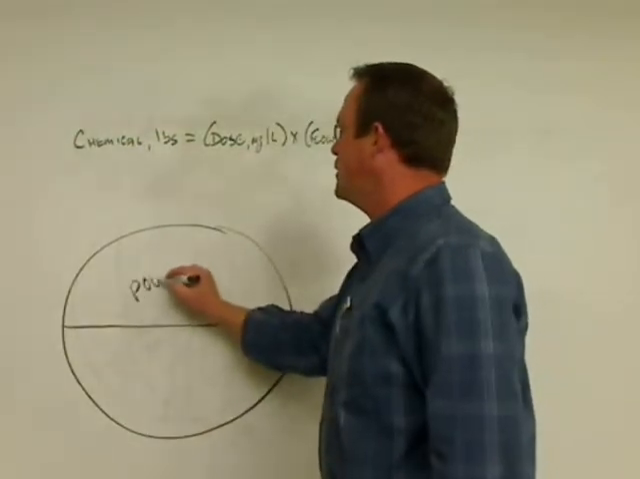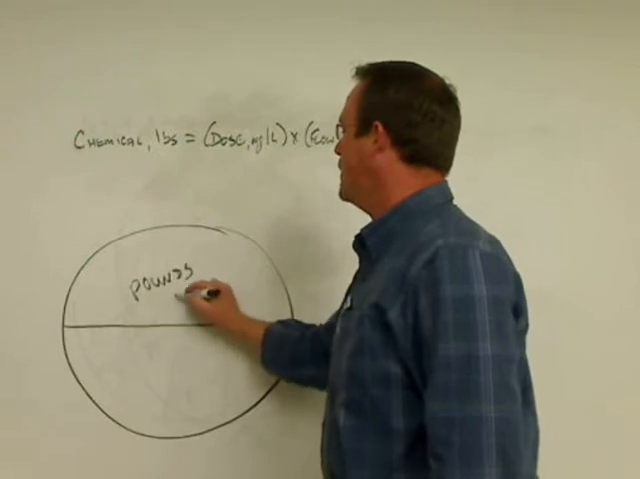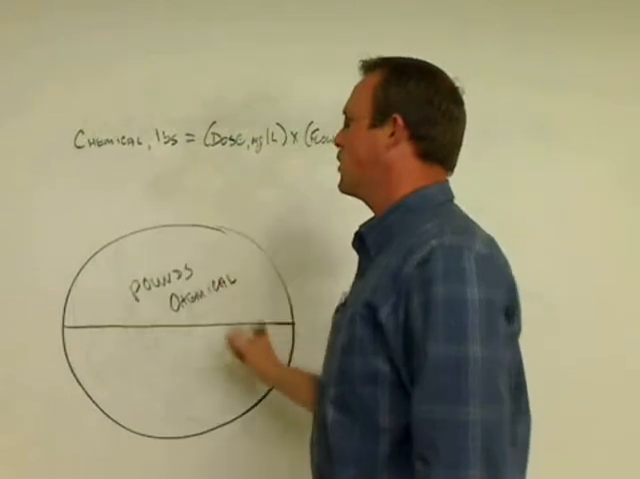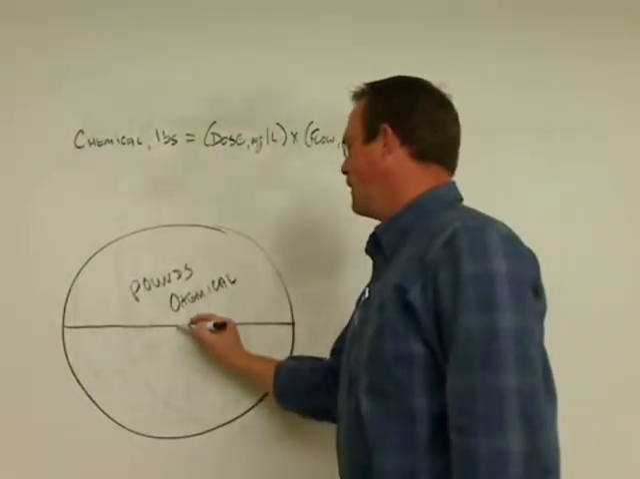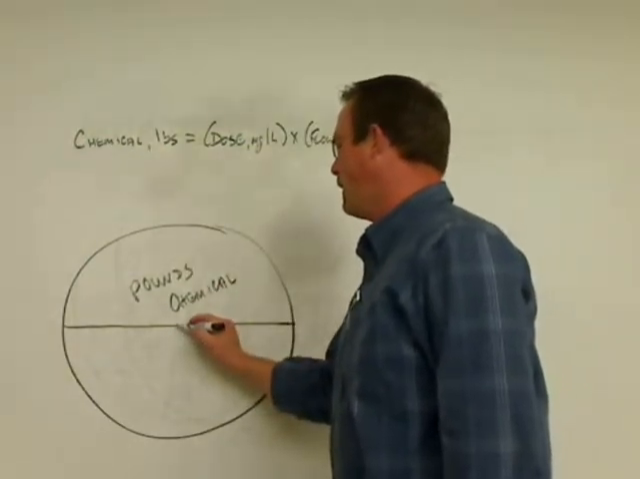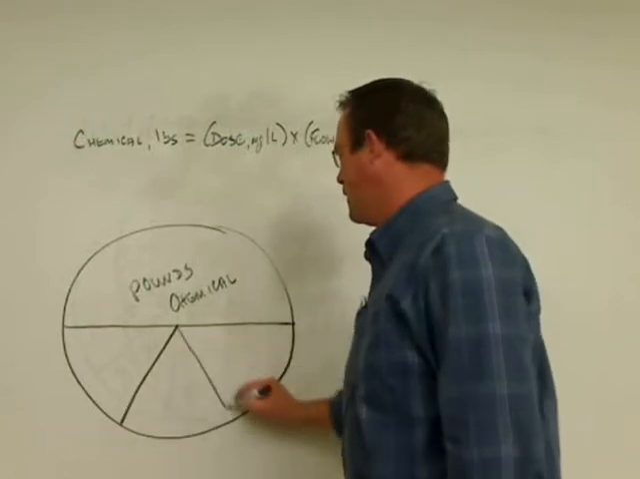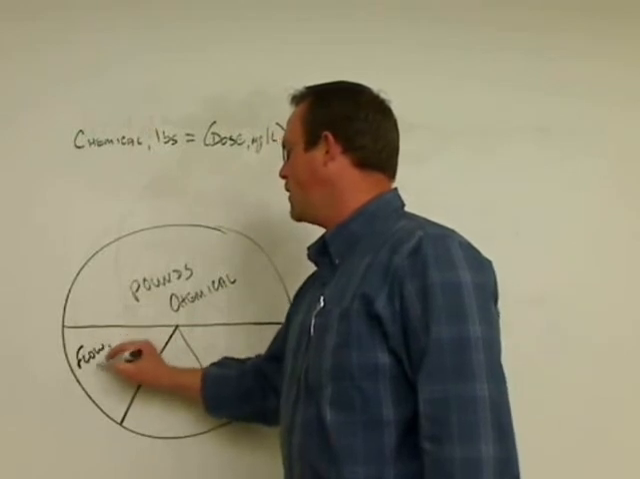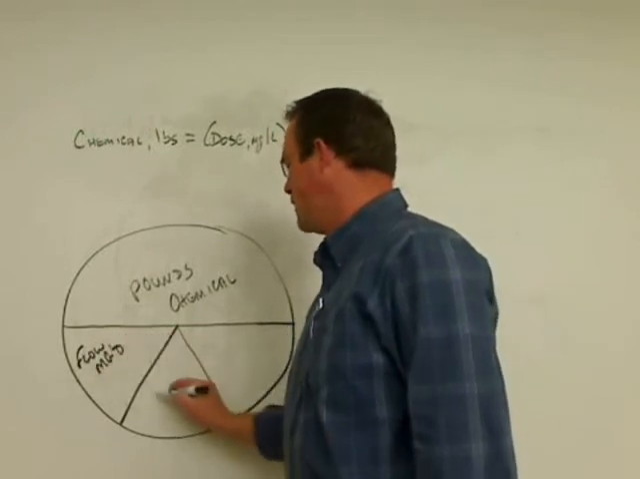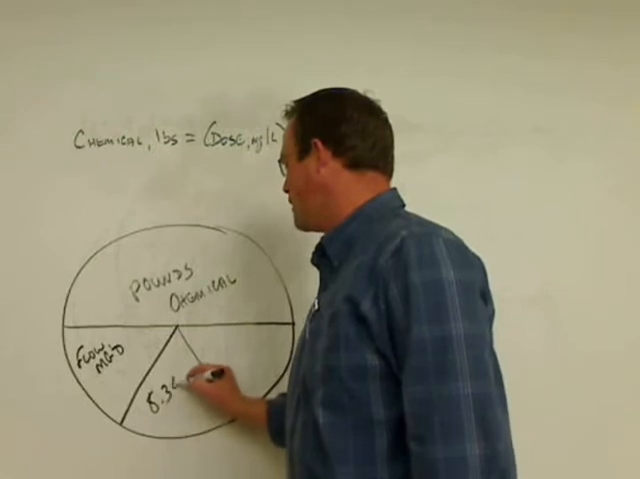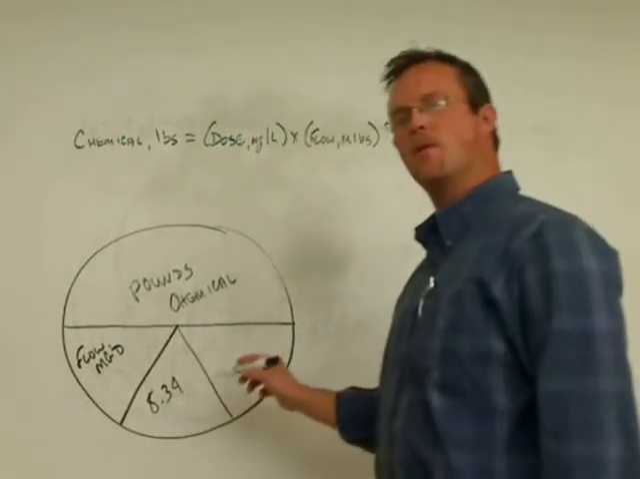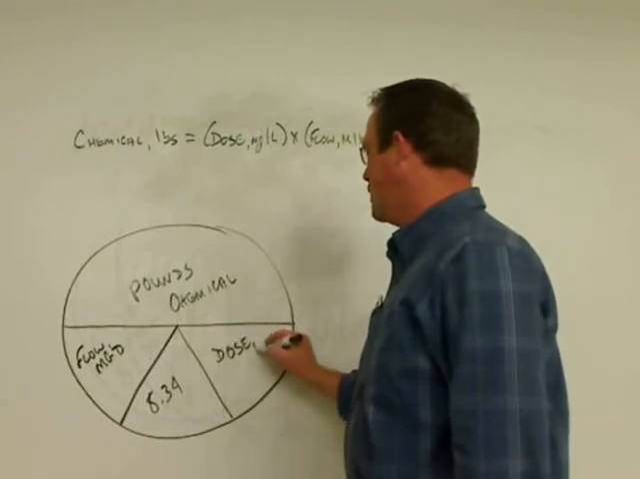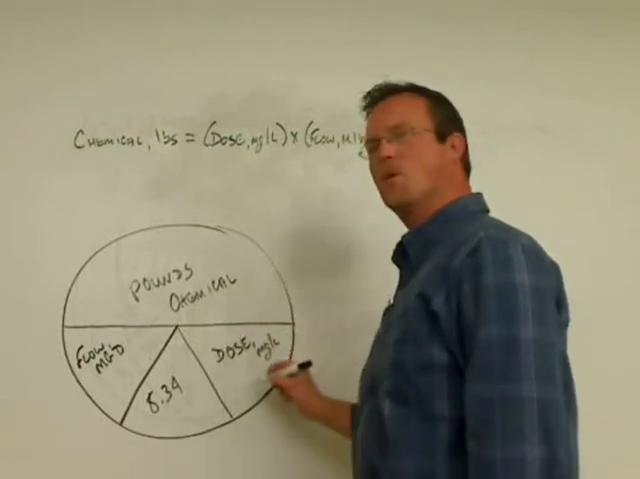Pounds of chemical goes up top. That's what we're looking for. In your pie chart, your flow in MGD goes in the bottom left. 8.34 is a given known, a given variable, goes in the middle. And your dose goes in your bottom right.